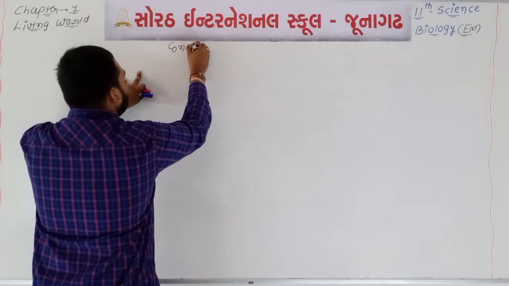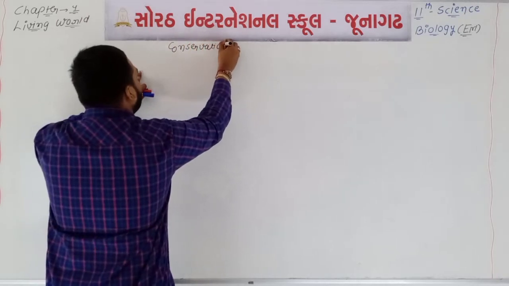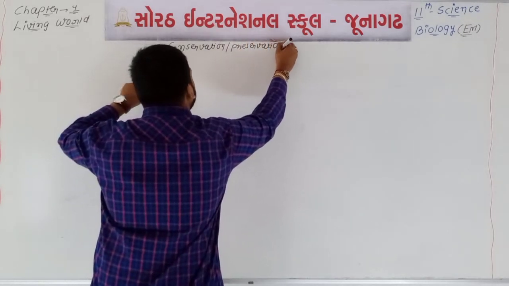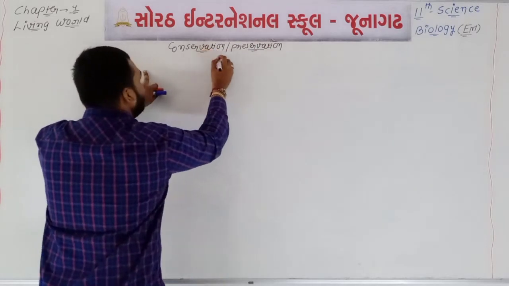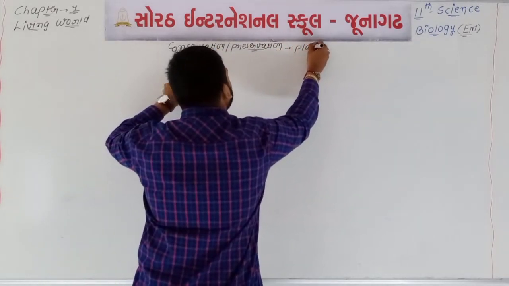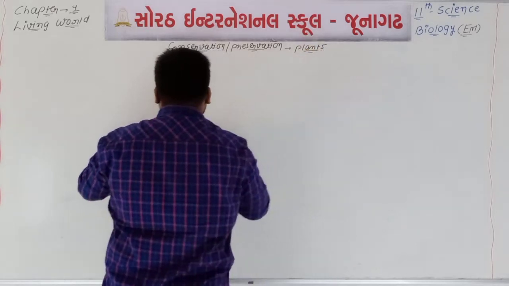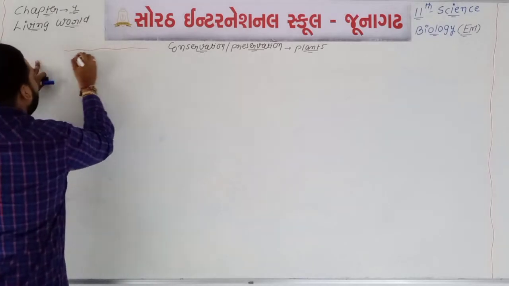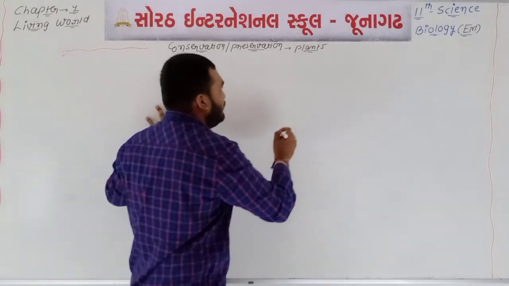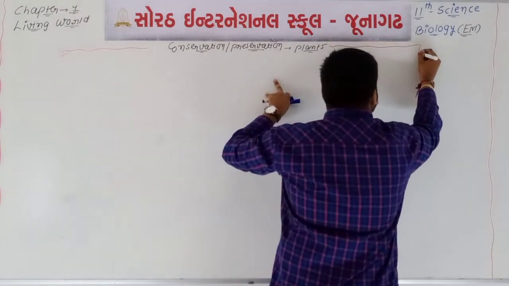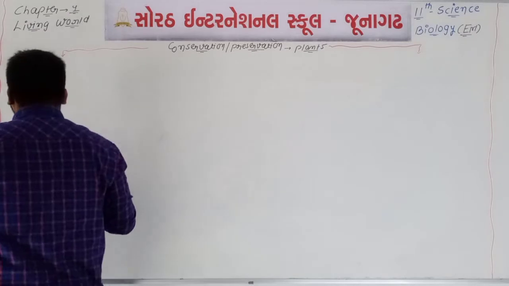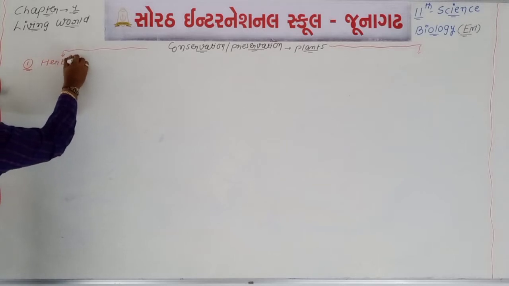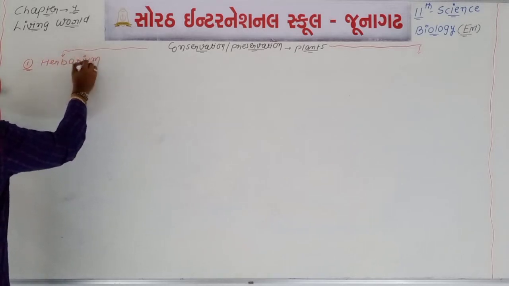We can say conservation or preservation for the plants. We have two different types of options. The first one we can say is herbarium.